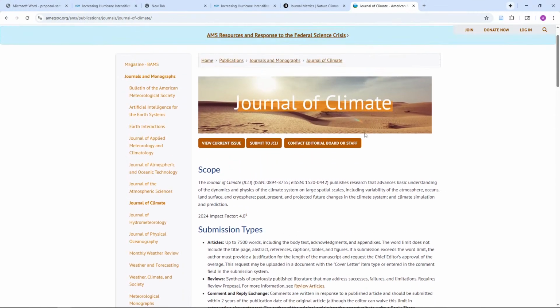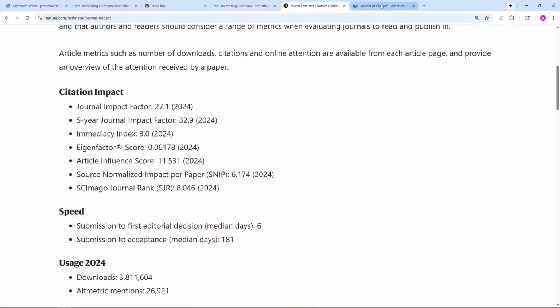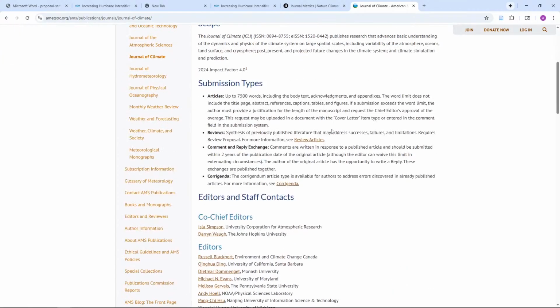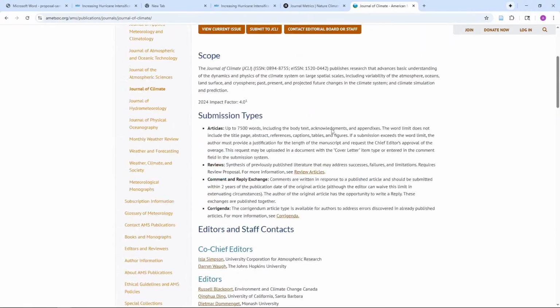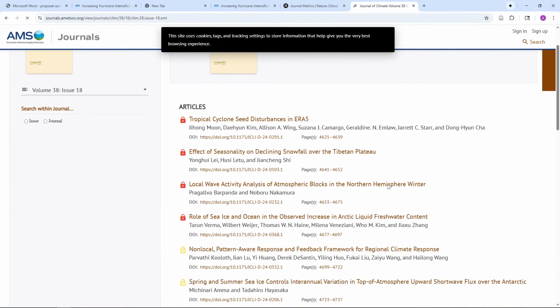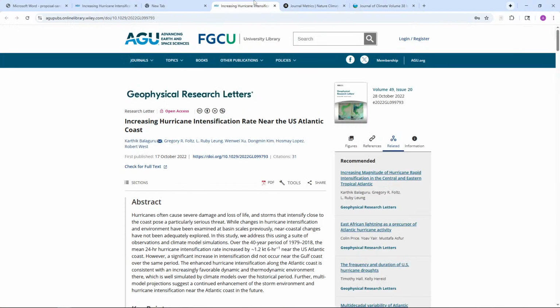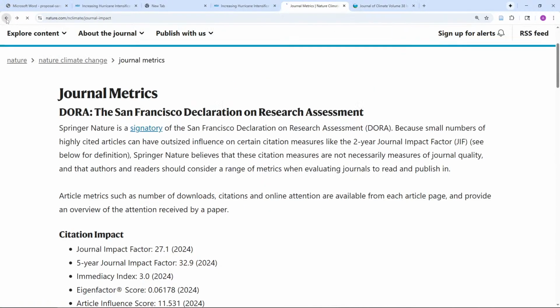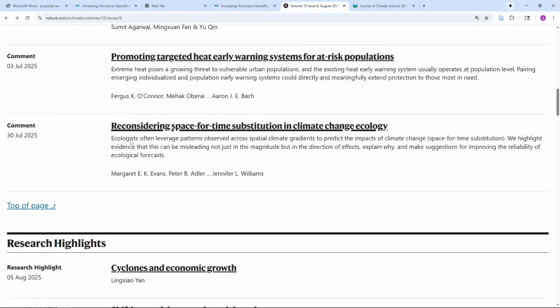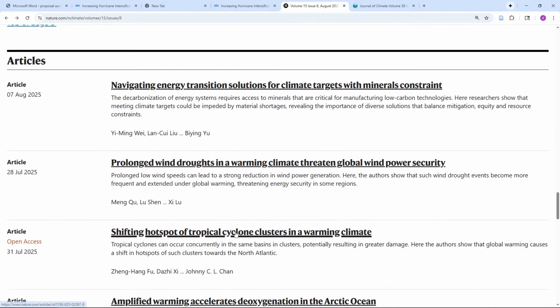Let's look at the metrics of this journal. The impact factor is 4. The impact factor of the other one is 27. So you see the difference. But let's look at the current issue and see how the titles would be, because they would be different. Now this is not like the general titles that anyone can understand anymore. Here the general article title is short and anyone can understand: shifting hotspot, tropical cyclone cluster, and warming climate.